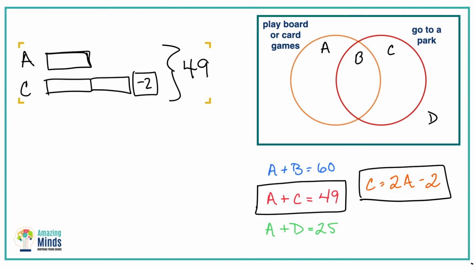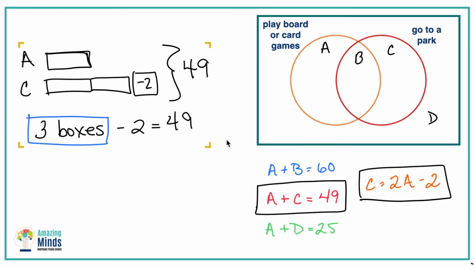Now we're in the process of developing some webinars on this. So if you don't know this strategy, I think you'll love it. But let's look. So what do I know from this picture? I know that 3 boxes minus 2 is equal to 49. And even if your students are in elementary school and not solving one-step equations, they can pretty easily see what number this would have to equal to make this sentence true.